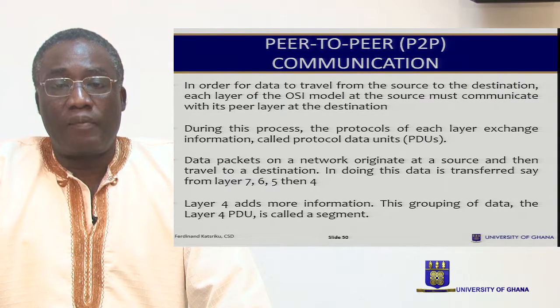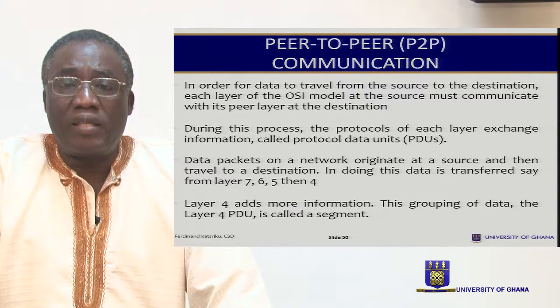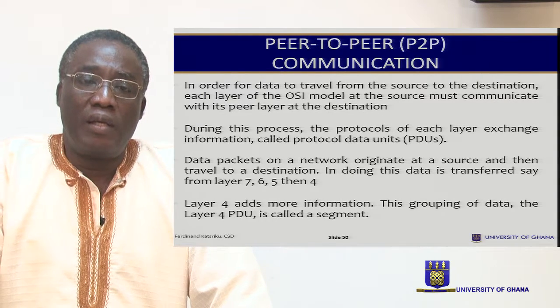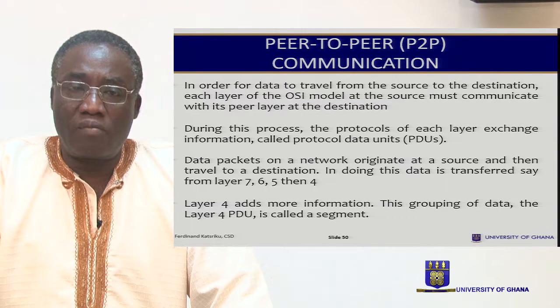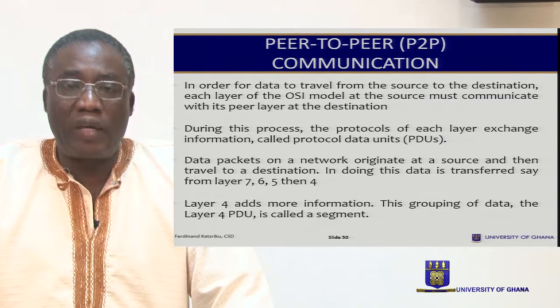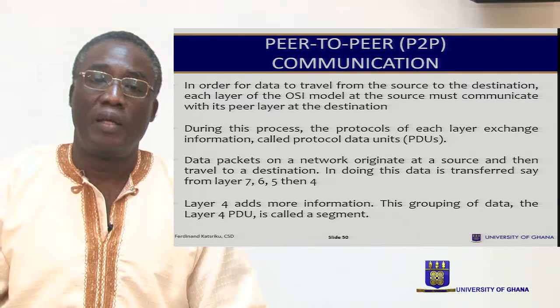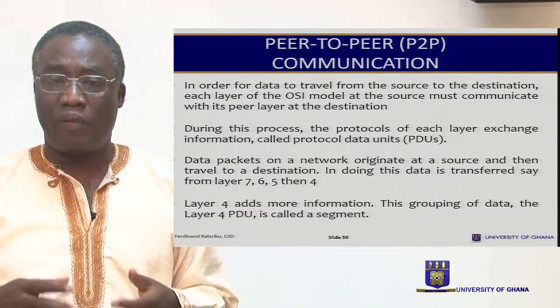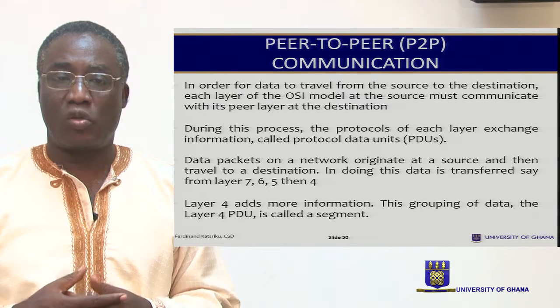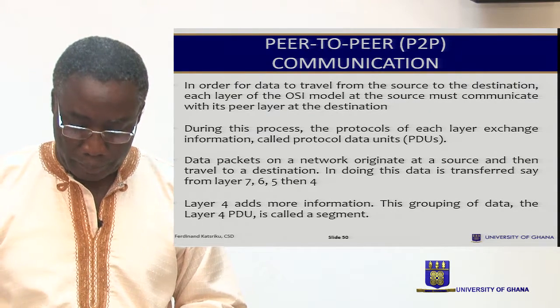Data packets on a network originate at a source and then travel to what? A destination. In doing this, the data is transferred from layer 7 through layer 6, 5, and then 4. Layer 4 adds more information. This grouping of data that layer 4 does is called a PDU segment.